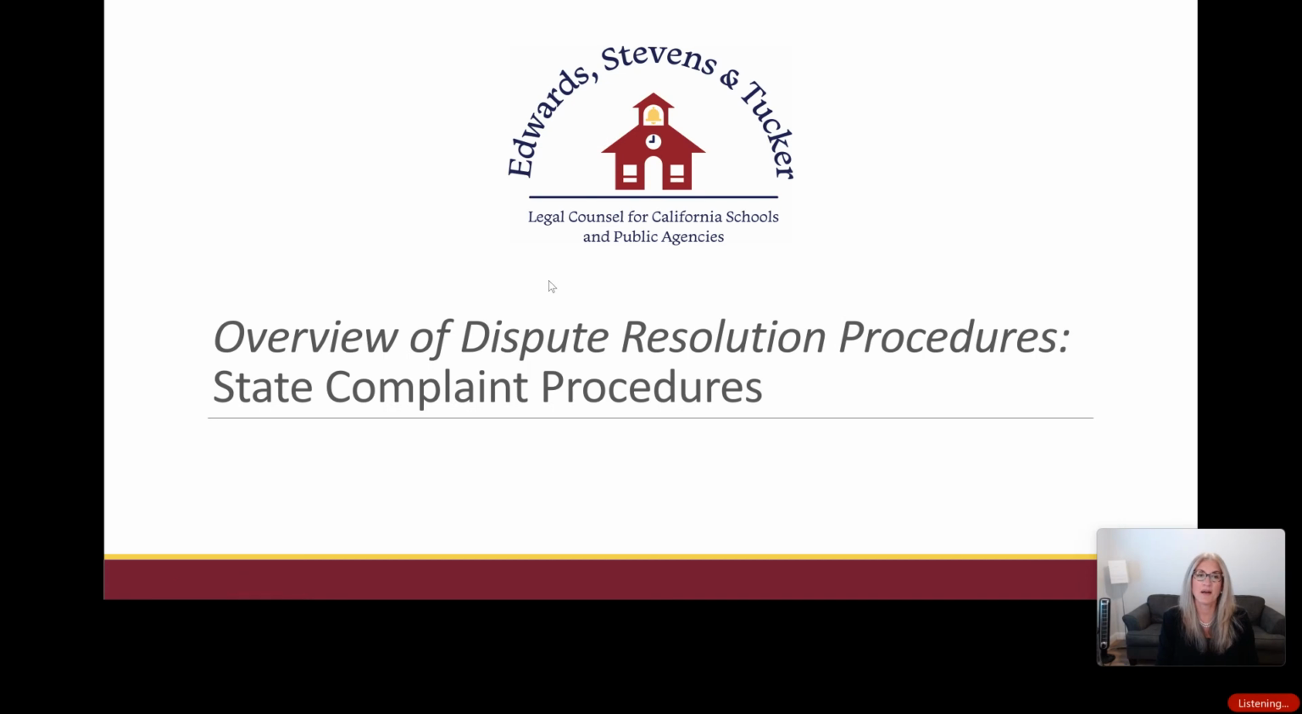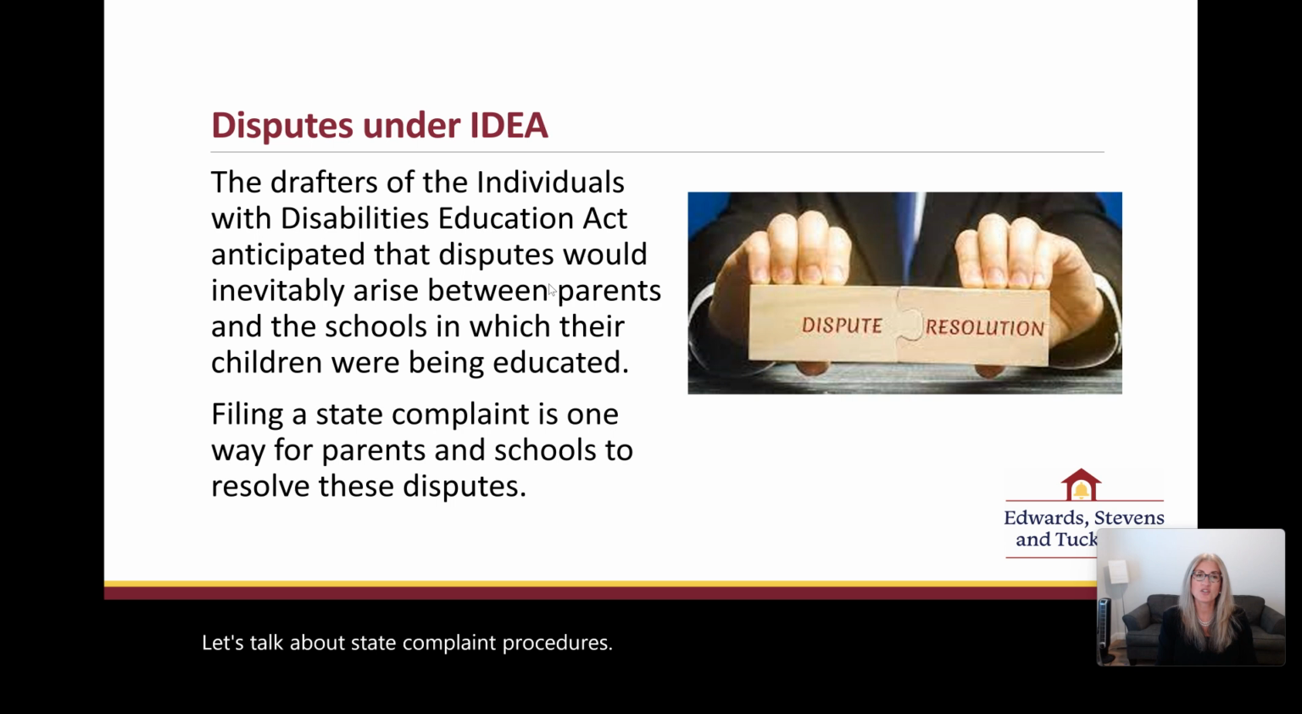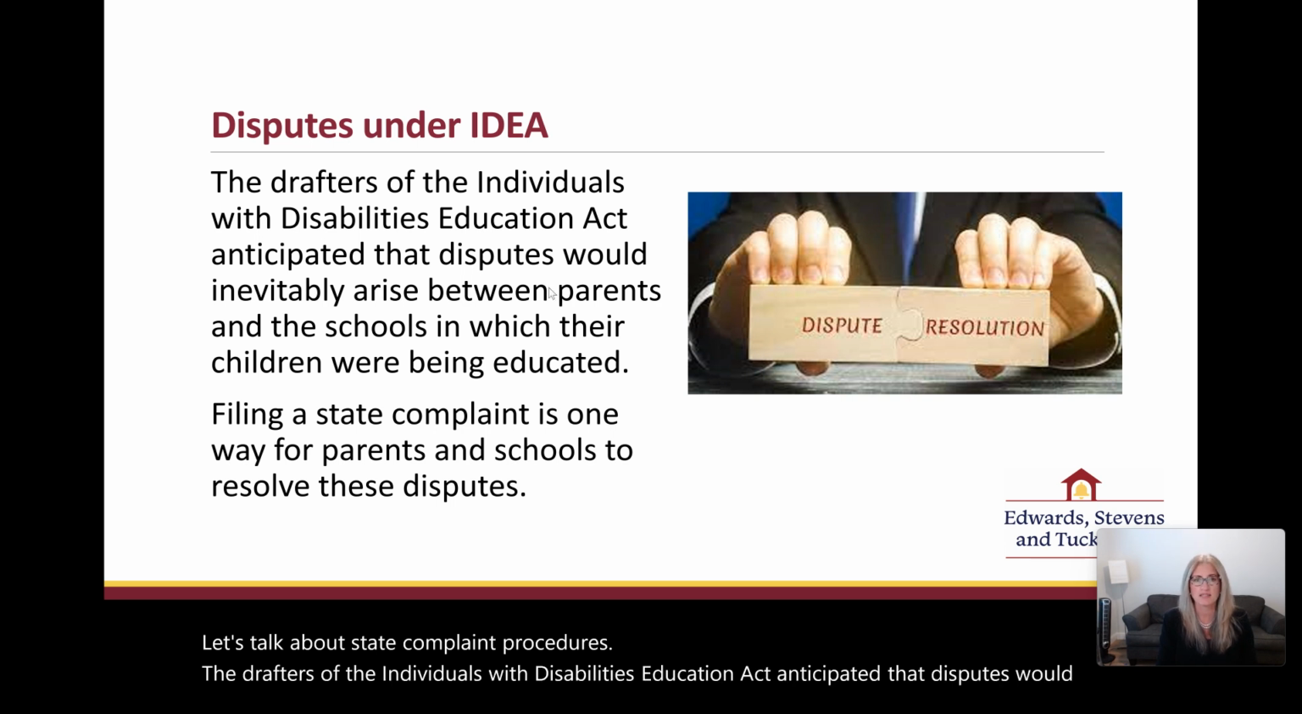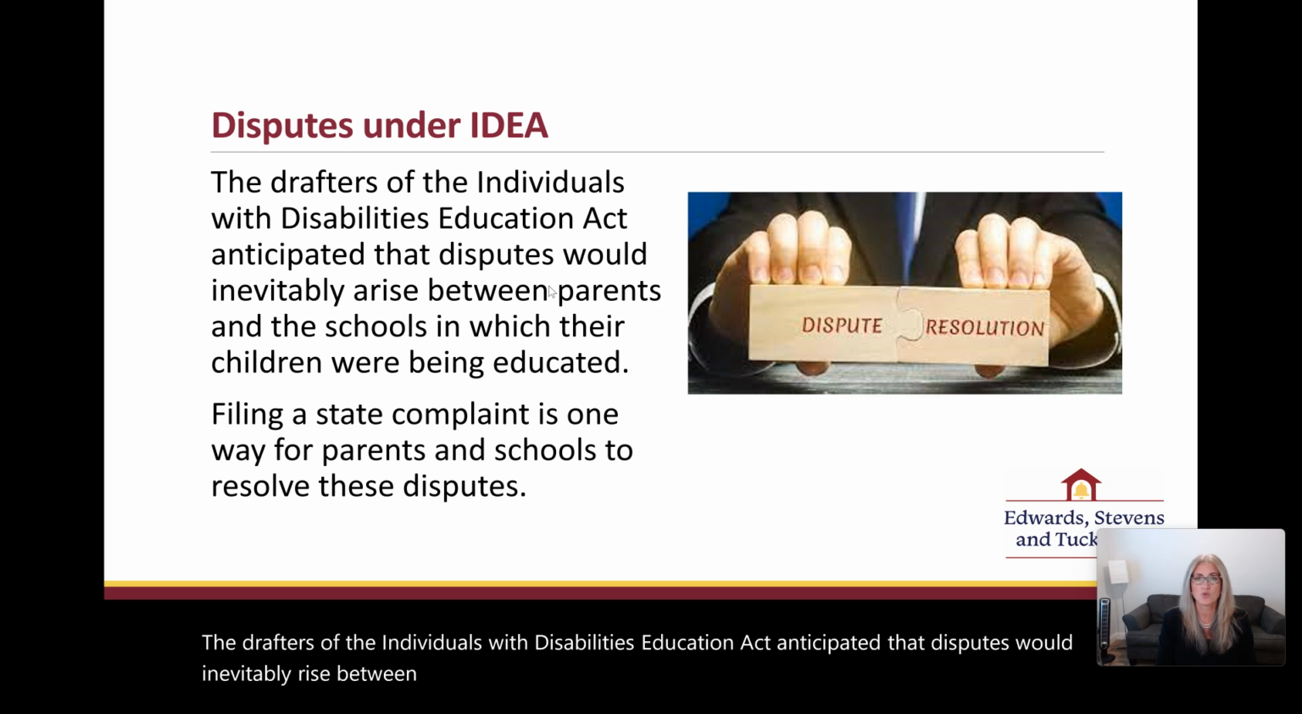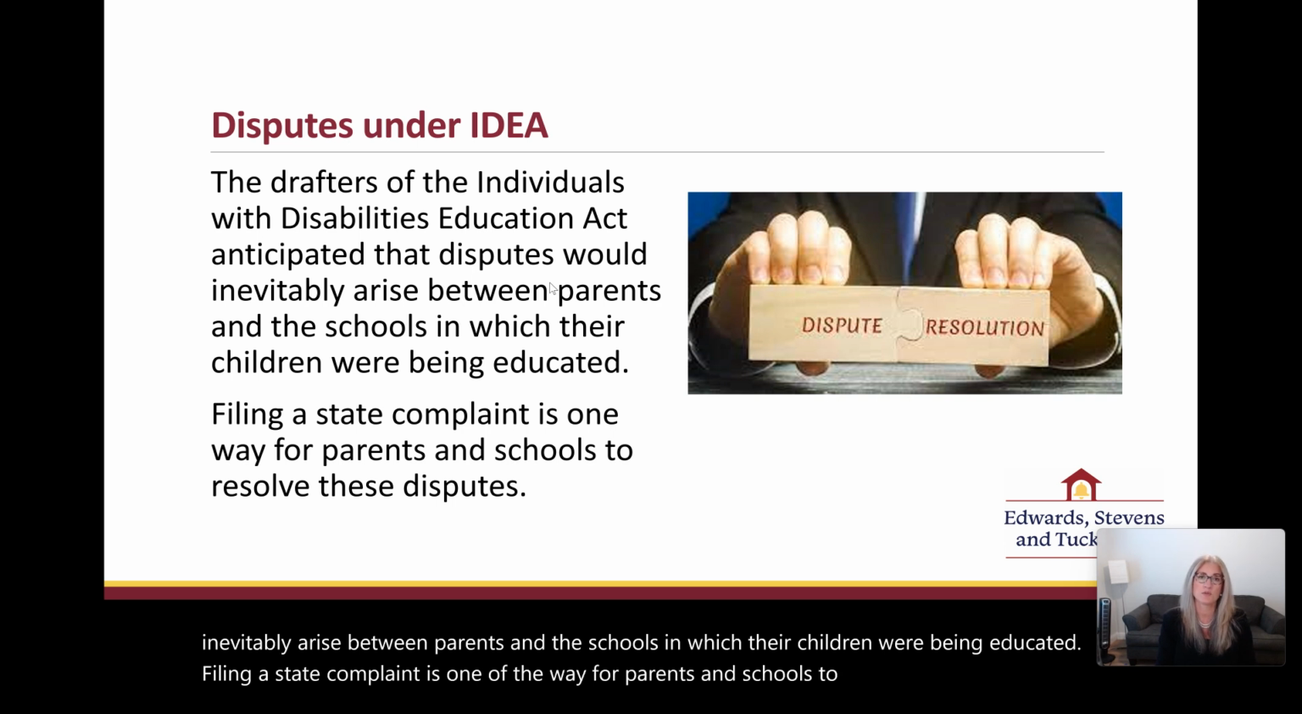Let's talk about state complaint procedures. The drafters of the Individuals with Disabilities Education Act anticipated that disputes would inevitably arise between parents and the schools in which their children were being educated. Filing a state complaint is one of the ways for parents and schools to resolve these disputes.